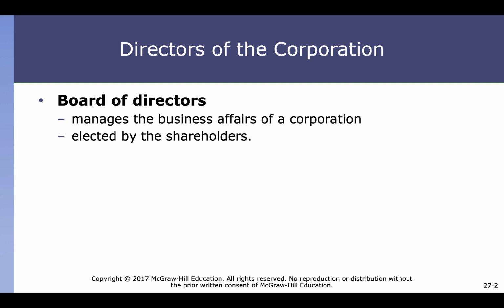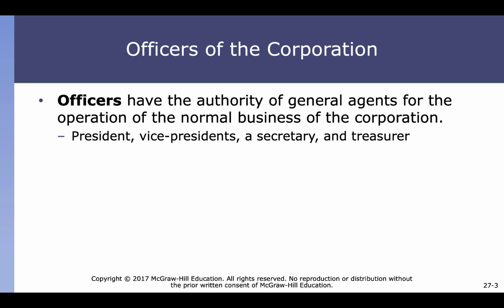So as a shareholder, I get a vote. I get generally one vote per share of stock, and so I get to vote to elect the members of the board of directors. Those boards of directors hire the top level managers who then run the day-to-day operations of the company. These are officers. They have the authority of general agents for the operation of the normal business of the corporation. This is your CEO, your presidents, your VPs, your secretaries, your treasurers, your CFO, your COO, all of those high-level officers.